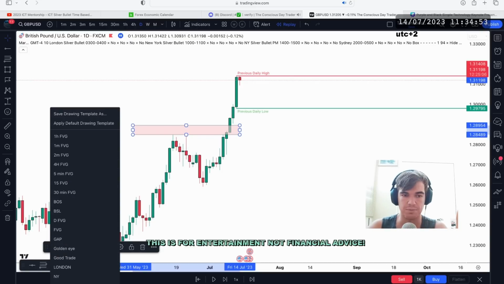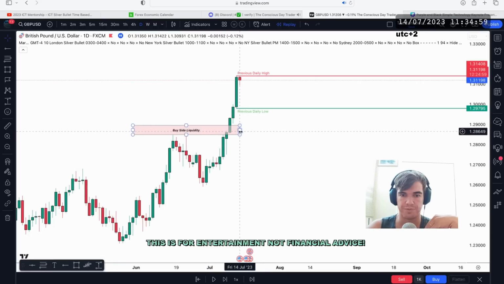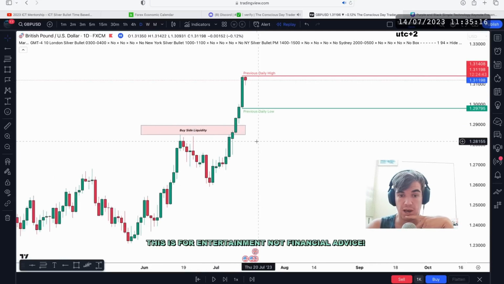And I've done the same thing. I just wrote in buy side liquidity, BSL, saved it, and now I've got it there. So that's one. You can tell here on this swing high, buy side liquidity got taken out by these two daily candles. Remember, we're on a daily now. The price went even further up and pushed a lot higher.